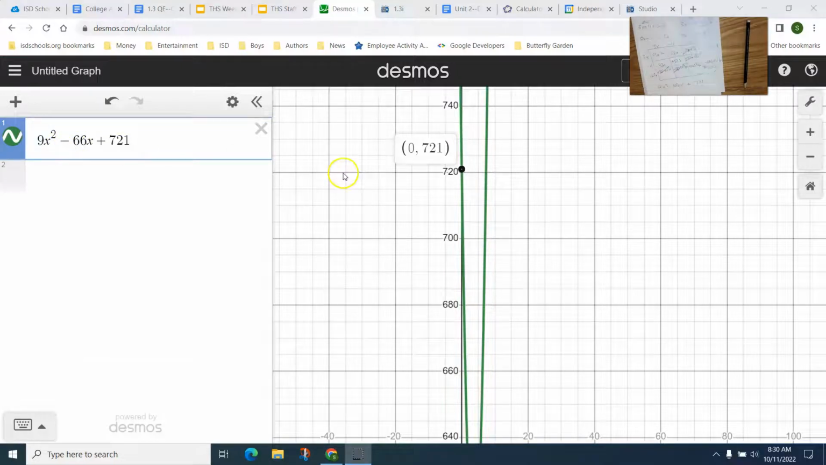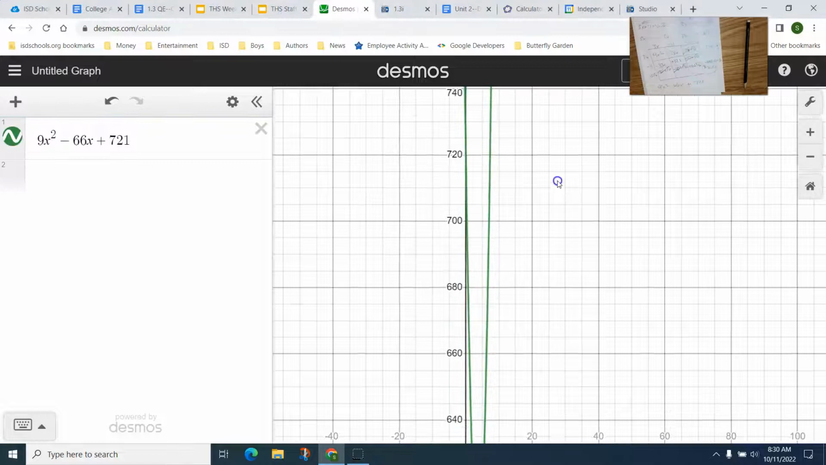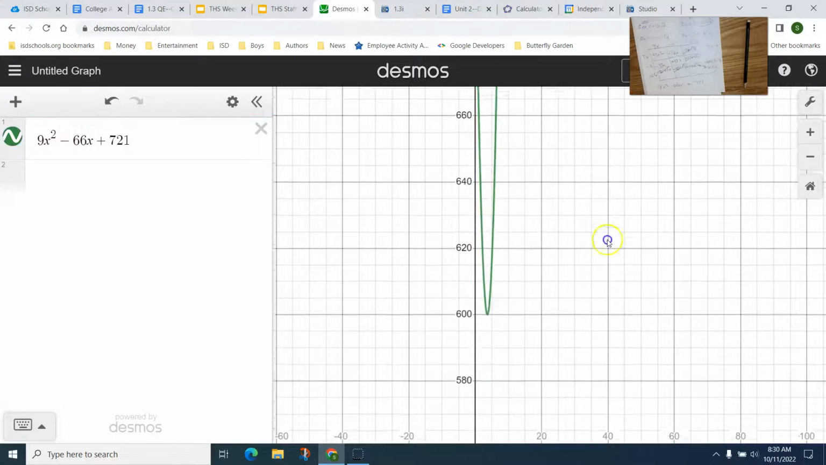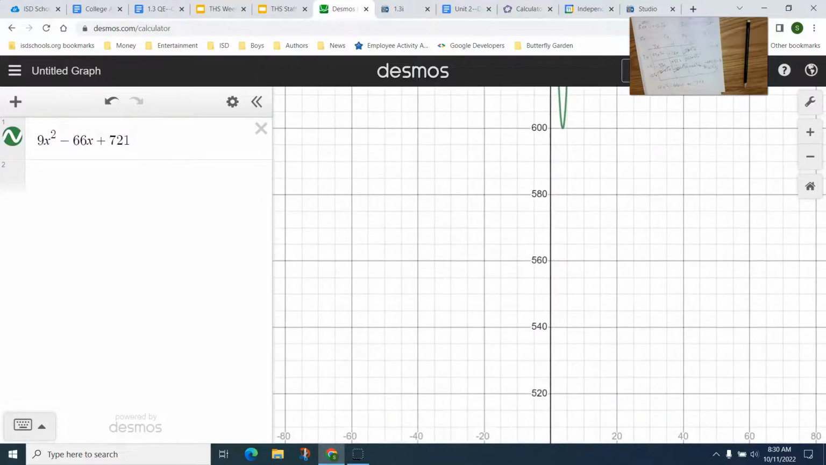As you can see, I typed it in, and that's where it crosses at 721. And we can see right there it goes no lower than 600. Alrighty, and so thus it has those ugly complex numbers that we saw. Alrighty, on to the last problem.